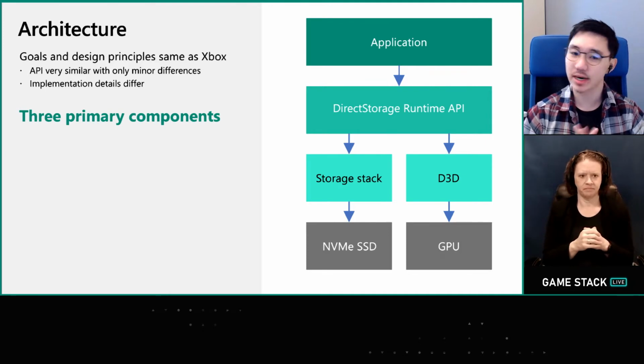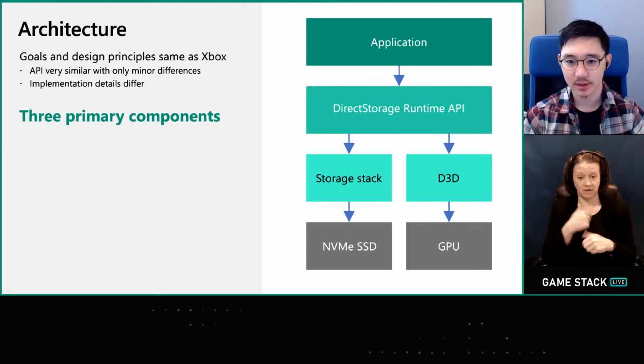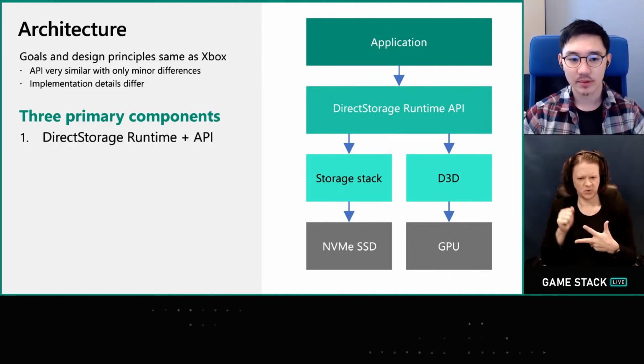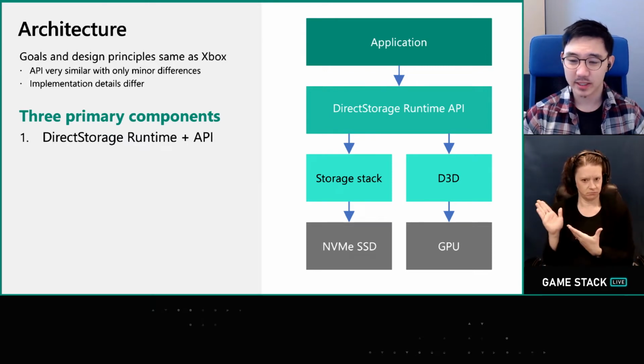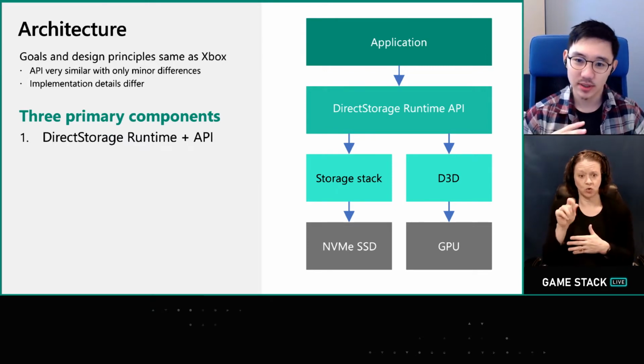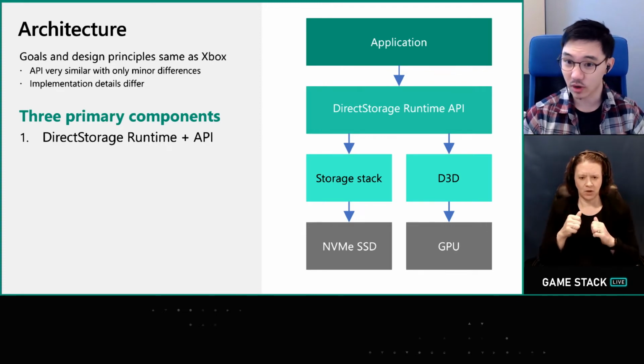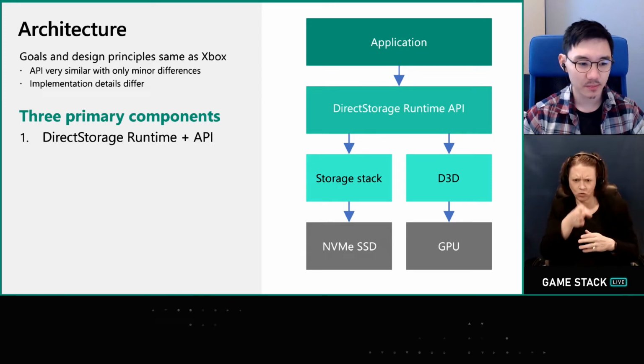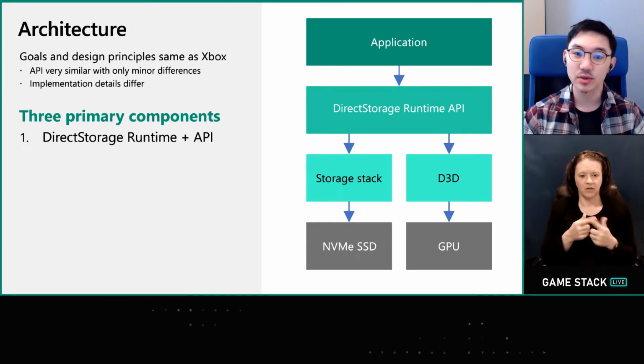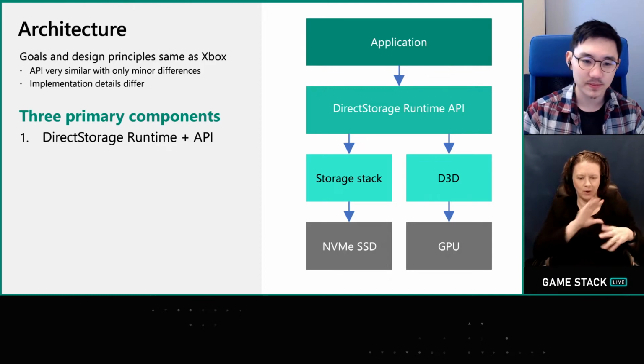And so for DirectStorage, there's kind of three primary components. You can see this on the diagram. There's DirectStorage Runtime and API. That's the component that your application actually talks to. It's the way that we abstract a little bit of functionality while giving you pretty direct control over the hardware, so that you don't have to build two implementations for two different platforms.